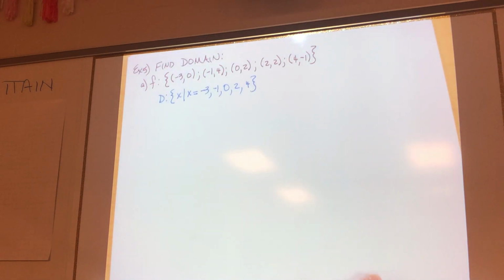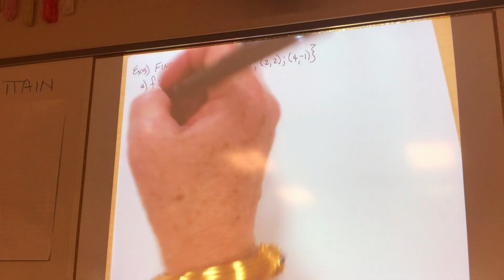There was a whole test where I mixed up domain and range last year. Domain and range: who comes first in the alphabet, D or R? D. Who comes first in the alphabet, X or Y? X. There you go. So that's an easy way to remember it.